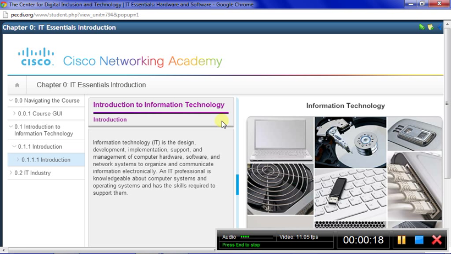So the first thing, we hear the word IT all the time, but what does it actually stand for? Well, it means or represents information technology. And information technology relates to the development, implementation, and support of things to do with computers, hardware, software, network systems that relate to helping organize and the communication of information technology. And IT professionals deal with the things that relate to those. So, kind of simple.